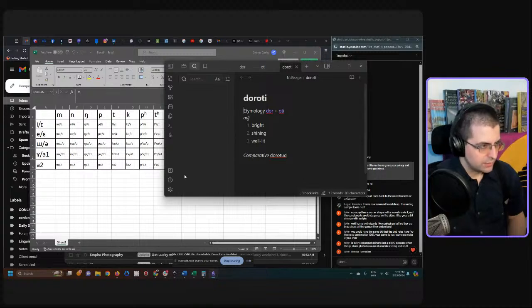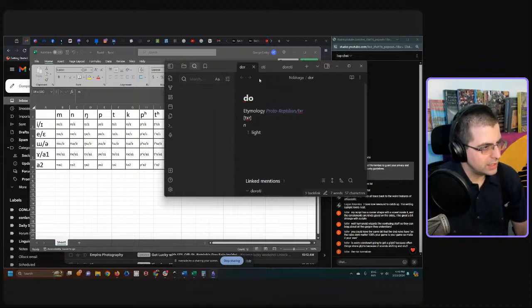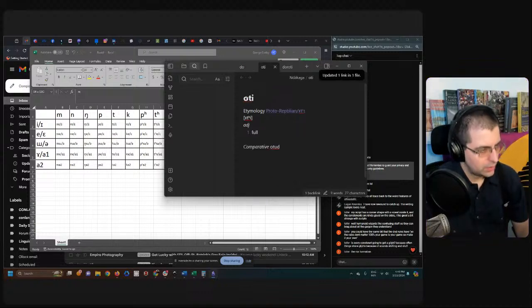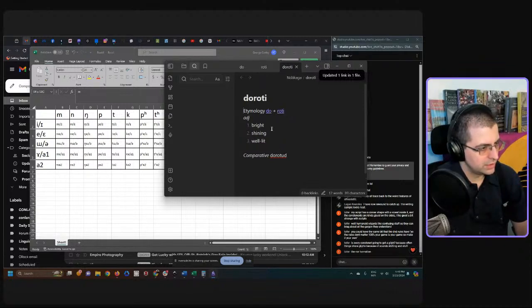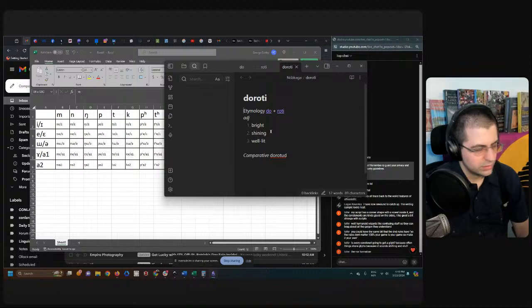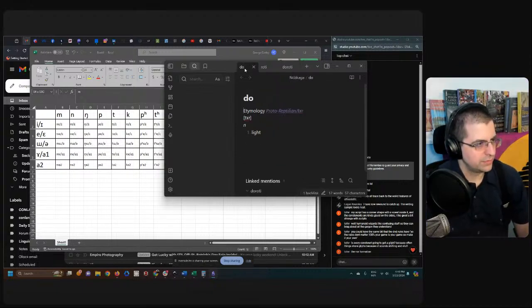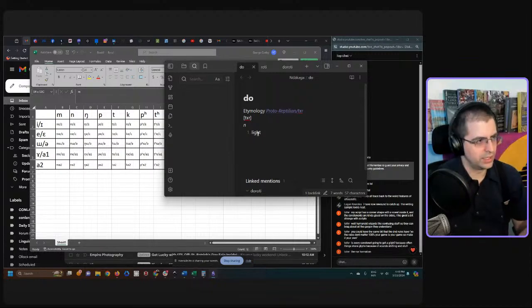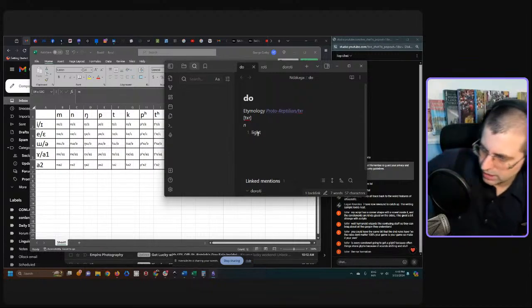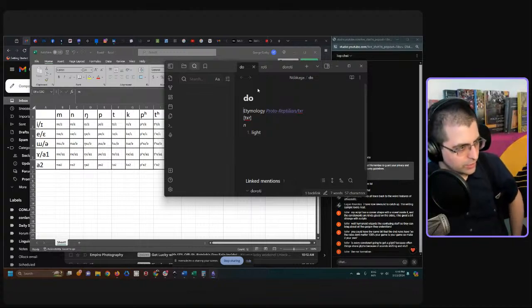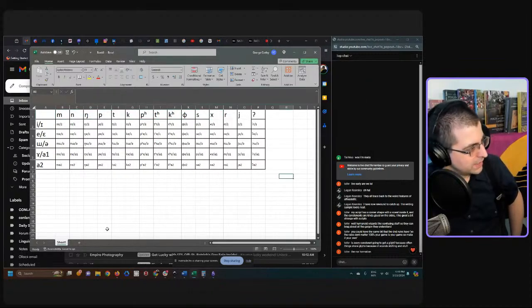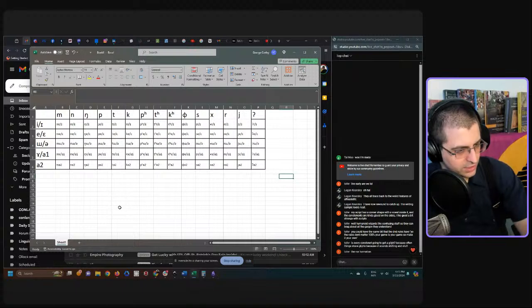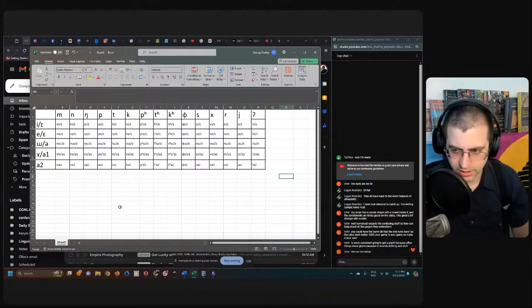By the way, this is what my daughter's name means, and I realized that I need to edit it. Droti, but we can do that. There we go. Dorothy. And that fits because we call her Do all the time. Dorothy. That's the closest I can get to Dorothy, and it means bright, shining, well lit.